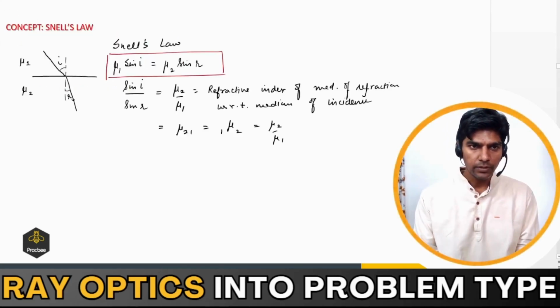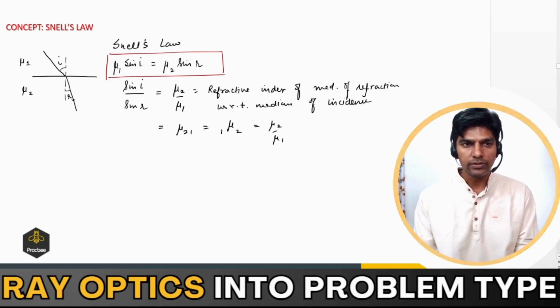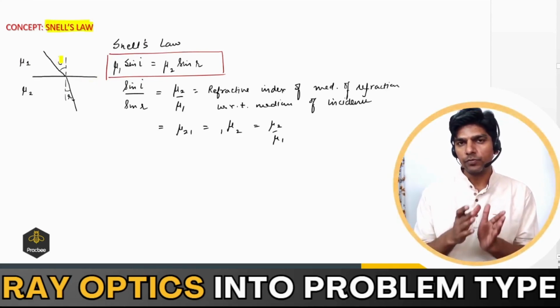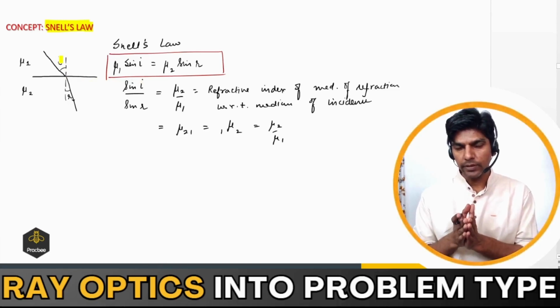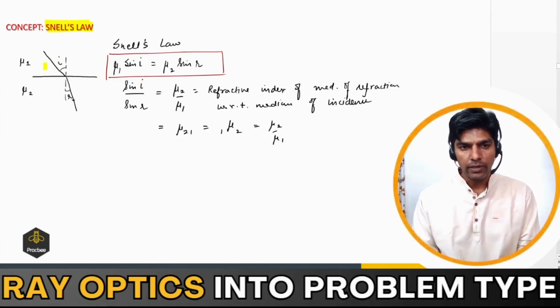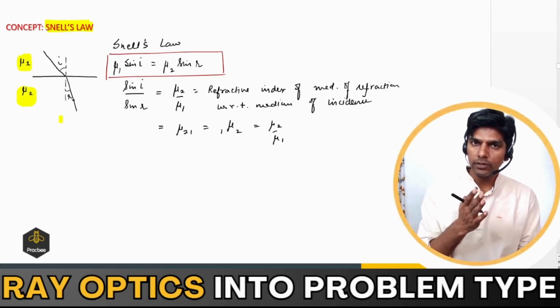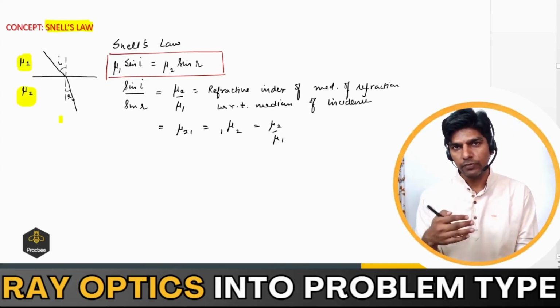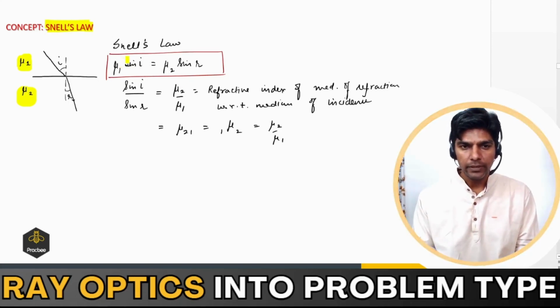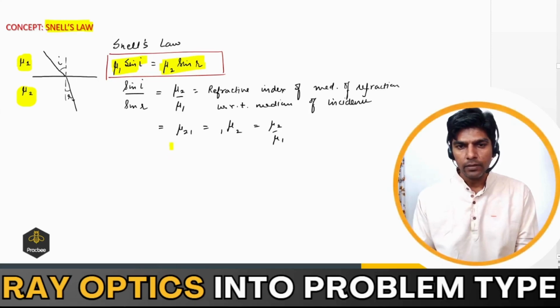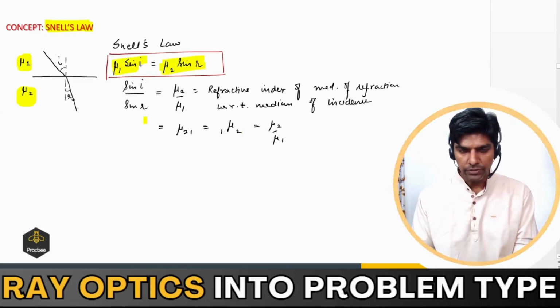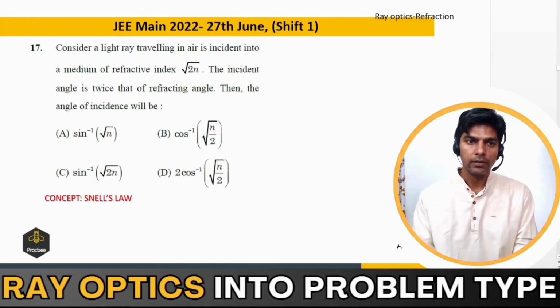Now the next problem type that we have to discuss is Snell's law. Now what is Snell's law? When the light moves from one medium to another, there will be bending in the light. So if the light moves from a rarer medium to a denser medium, then it will bend towards the normal. In the other way around, it will be away from the normal. And we can apply this relation: mu1 sine I is equals to mu2 sine R. Okay, so let us see the application of Snell's law.